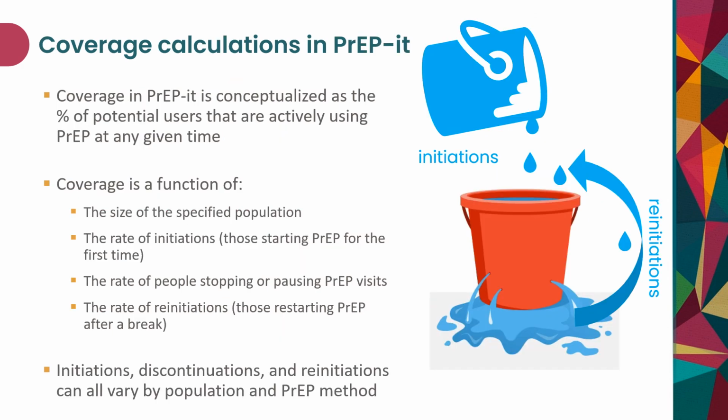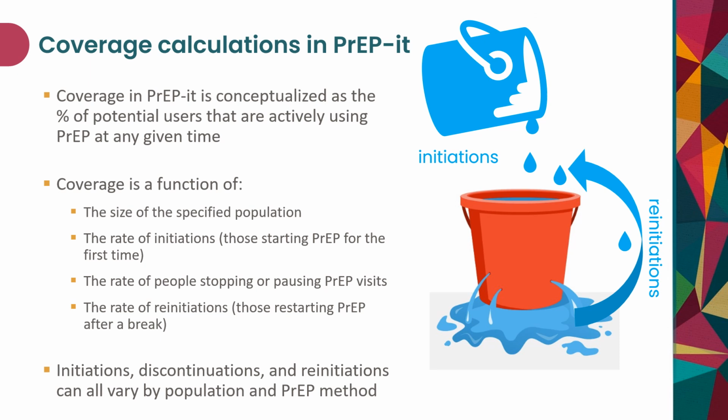It's important to remind ourselves how conceptually coverage is handled in PrEP-It. In this tool, coverage is conceptualized as the percent of potential users that are actively using PrEP at any given time. Coverage in a given month is represented by the red bucket, or how full the bucket is, and it's affected by different factors, including the size of the specified population, which is represented by the blue pail above, the rate of initiations, which are those starting PrEP for the first time.